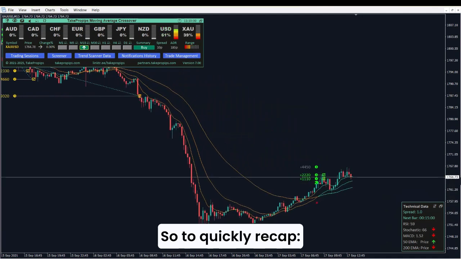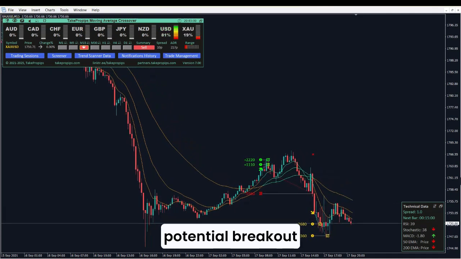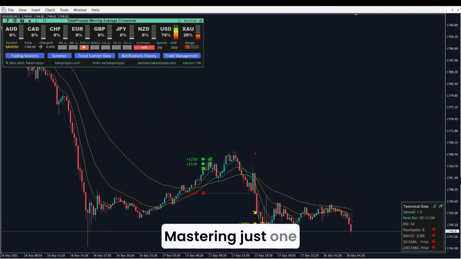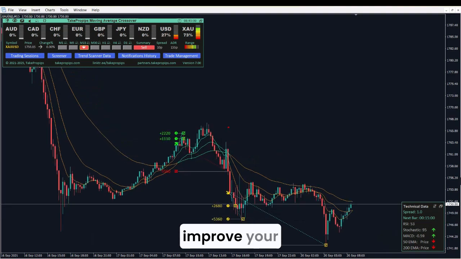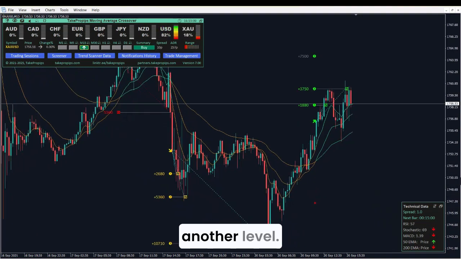So to quickly recap, you can use pivot points to confirm the trend, spot potential breakout trades, and take advantage of price ranges. Mastering just one of these methods can already improve your consistency, but combining them with smart tools takes things to another level.